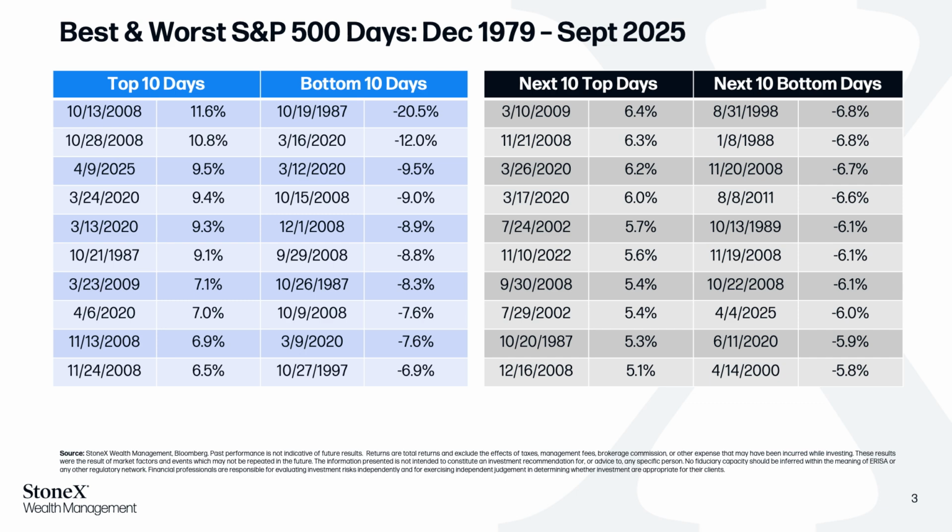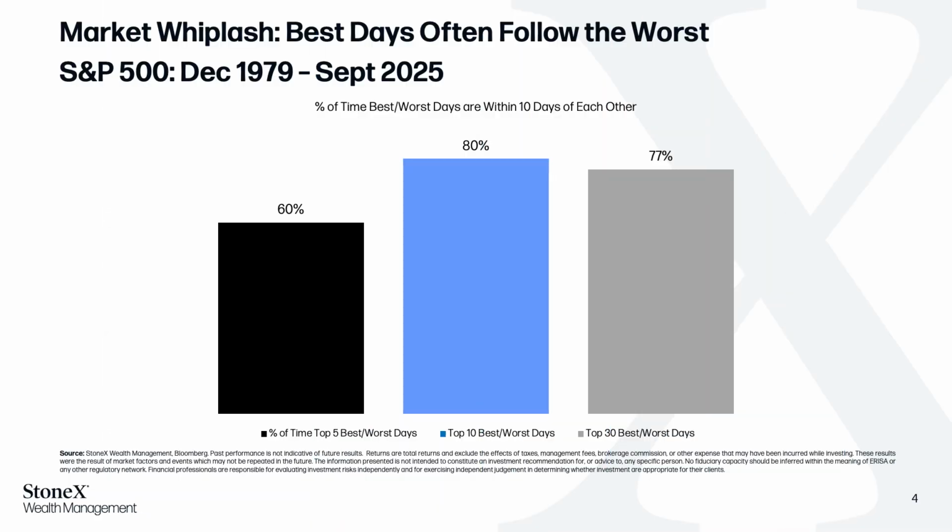This next slide we think is much more interesting, which is the point of how often are those top and bottom days near each other. So we looked at a period of 10 days. So is the top 5 and the bottom 5, were they within 10 days of each other? And you see that in black, 60% of the time they were. You move out to the top 10 best and worst days, 80% of the time they're within 10 days of each other, and then 77 on the top 30.